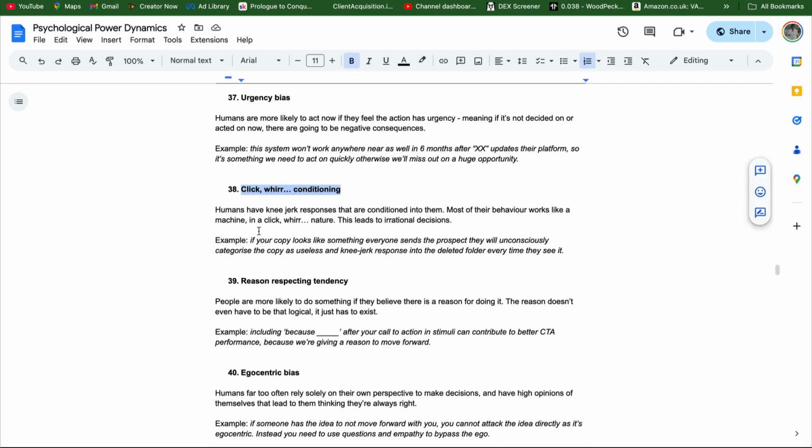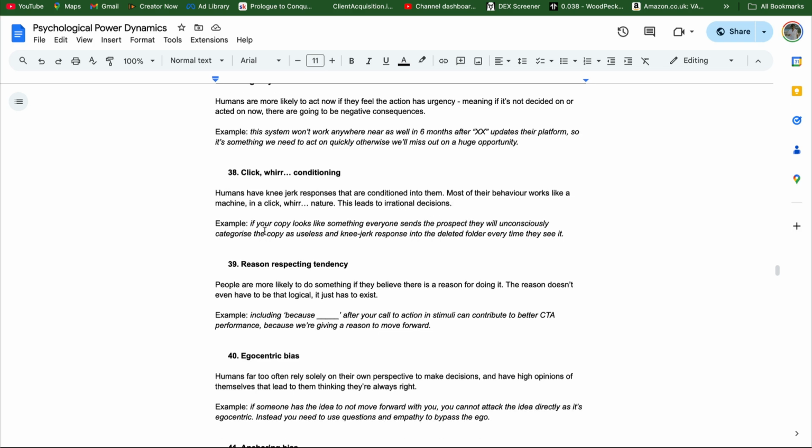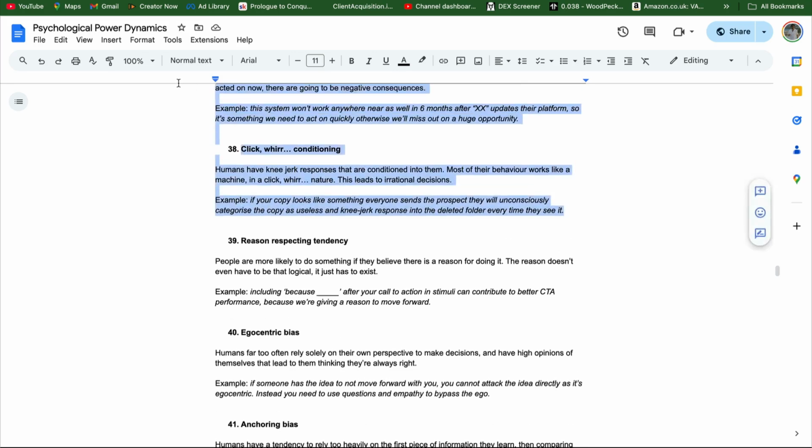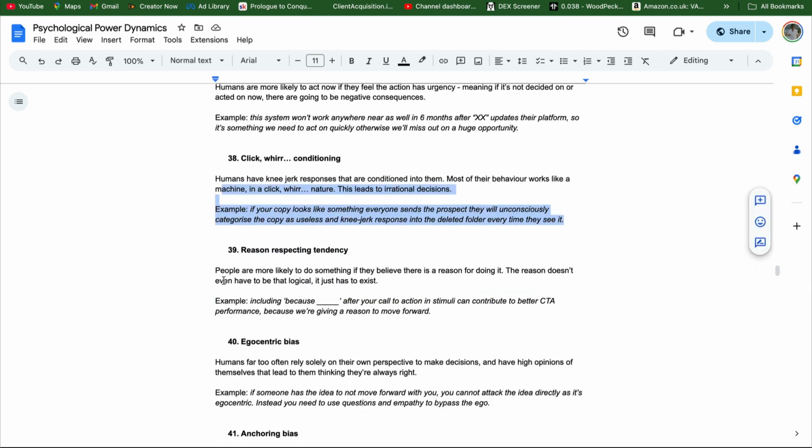Click word conditioning. Humans have knee-jerk responses that are conditioned into them. Most of their behaviors work like a machine in a click-word nature. This leads to irrational decisions. Example, if your copy looks like something everyone sends the prospect, they will unconsciously categorize the copy as useless and knee-jerk response into a deleted folder every time, right? It's why agency pages and stuff like that don't perform as well. And it's why spamming big, long opening messages don't work as well, right? You've got to just find a way to stand out.